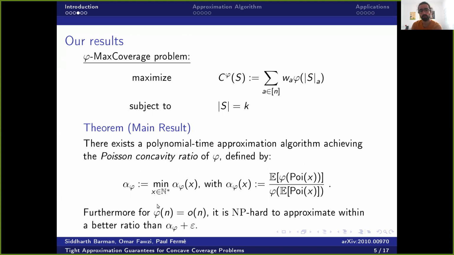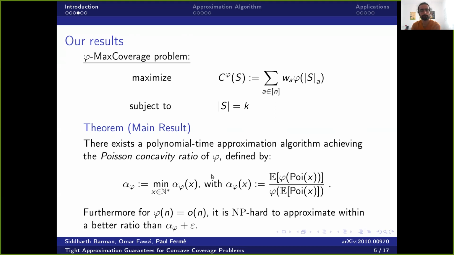And for phi sublinear, we've shown that it's in fact tight under P different from NP. And so what is this ratio? You take the minimum of all this kind of ratio alpha phi of x, which is the expectancy of phi of Poisson of x divided by phi of the expectancy of Poisson of x. And since phi is concave, by Jensen's inequality, one can already see that this is indeed between 0 and 1.